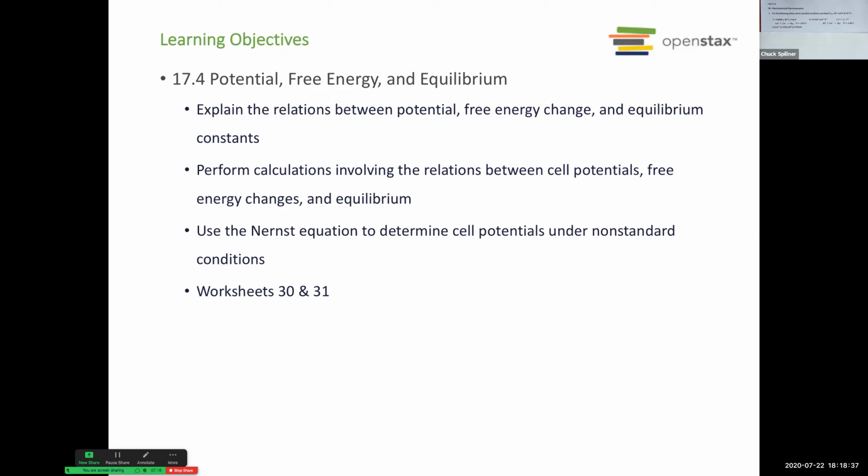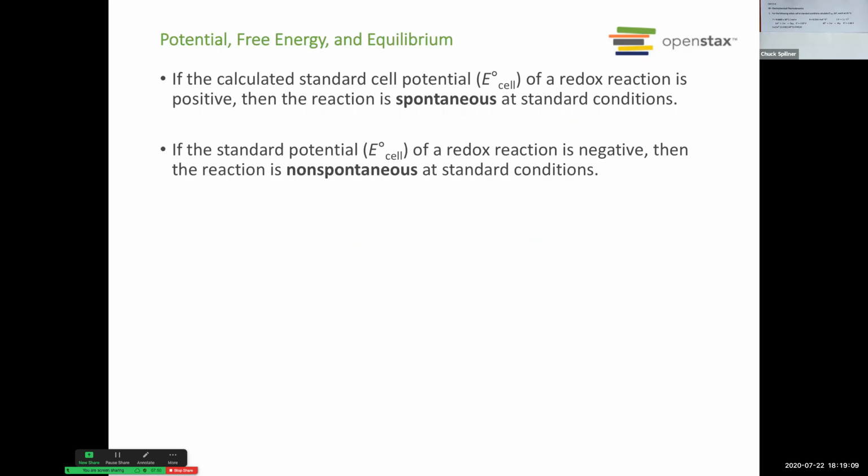So we'll be involving calculations involving the relations between cell energy and cell potential, free energy, and equilibrium constant. Lastly, we'll use the so-called Nernst equation, which relates cell potential under non-standard conditions. So we'll see what that is. And as I already said, we'll be doing worksheets 30 and 31. So potential, cell potential, free energy, and equilibrium.